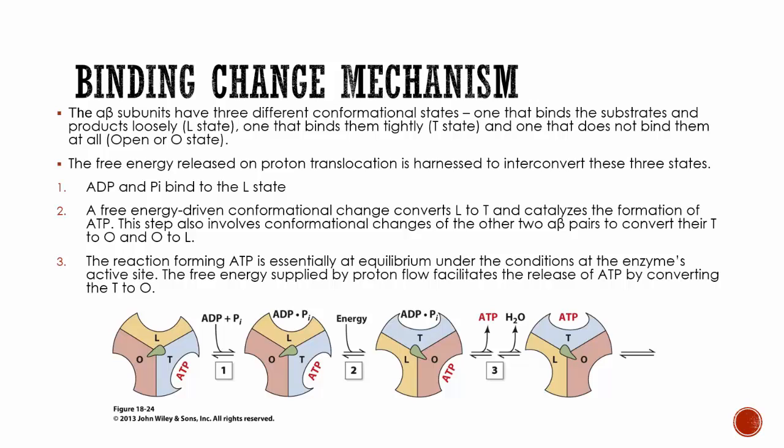The free energy that is harnessed as protons flow through the F0 component of ATP synthase is what drives these conformational changes in the alpha-beta dimers to go from the L to the T and finally to the O state, and then the cycle starts over. The reaction forming ATP is essentially at equilibrium under the conditions of the enzyme's active site in the T state. Due to this alternating mechanism, we can theoretically catalyze the phosphorylation of a continuous stream of ADP molecules as protons flow back from the inner membrane space to the matrix through the F0 subunit.